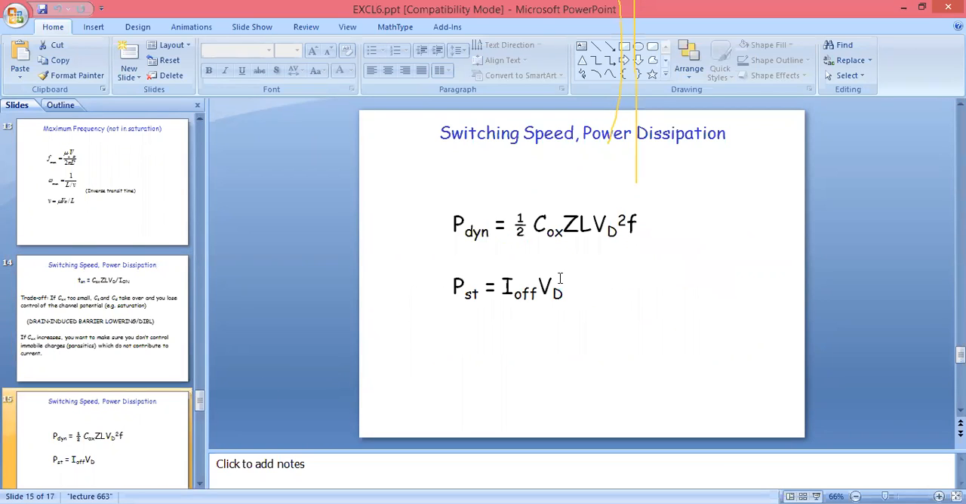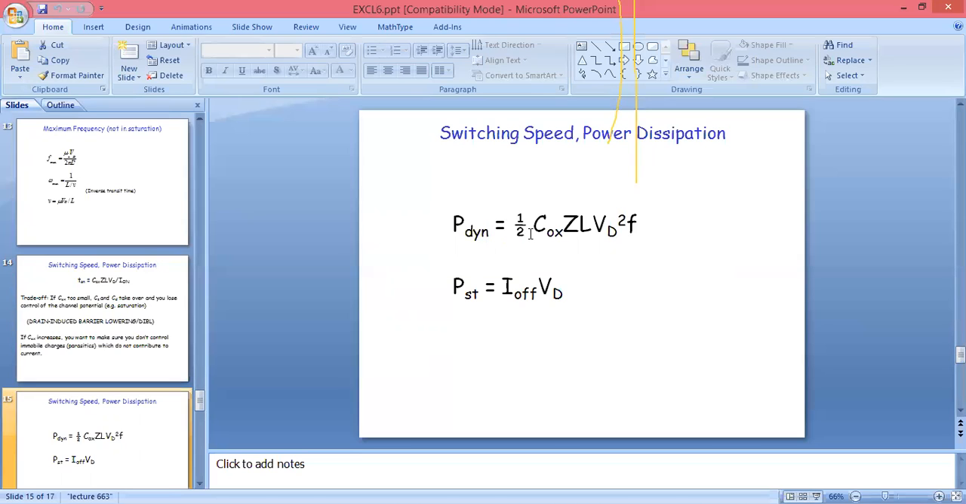These are the dynamic power dissipation and the static power dissipation. We are getting these power dissipations in the MOSFET. If you see static power dissipation, it is called leakage current, or we can call this current a subthreshold current. And dynamic power dissipation, we can call a short circuit power dissipation, or charging and discharging power dissipation.